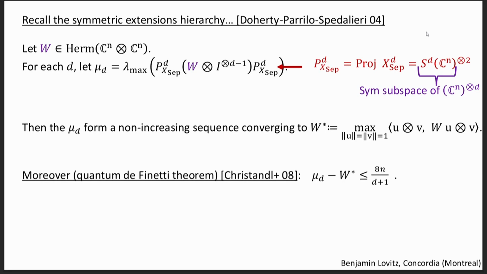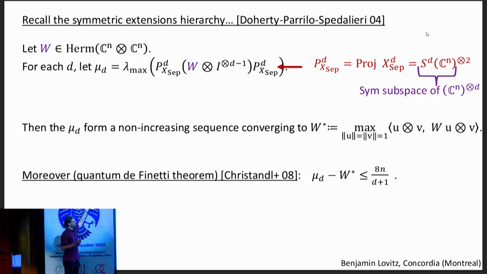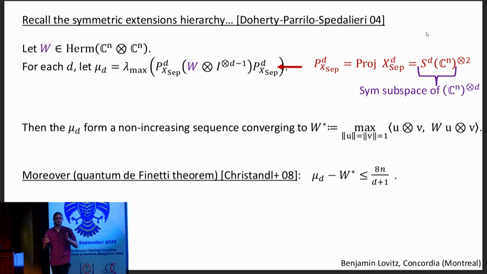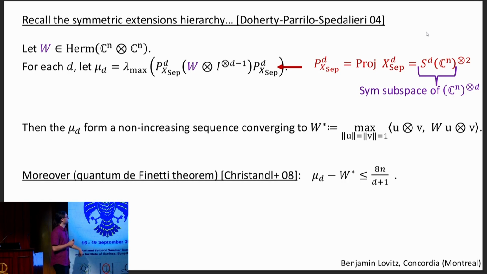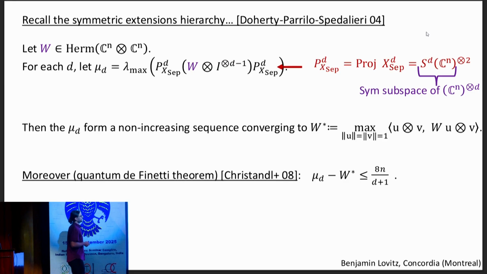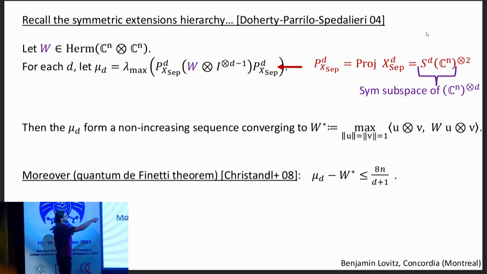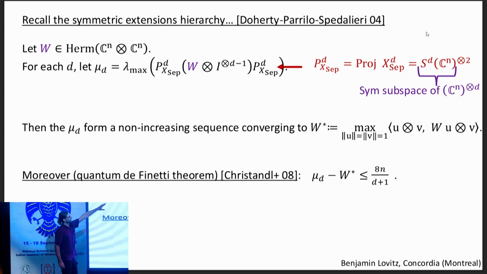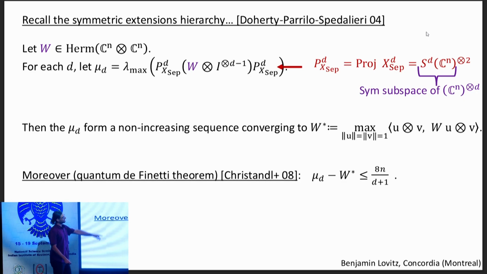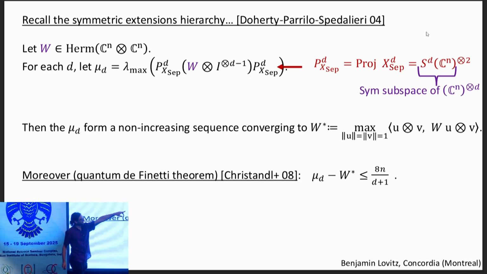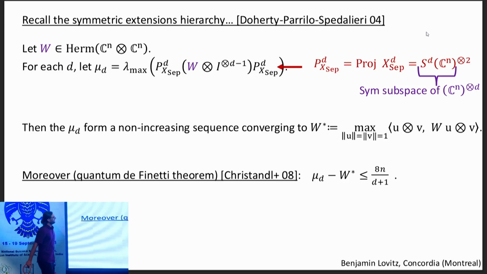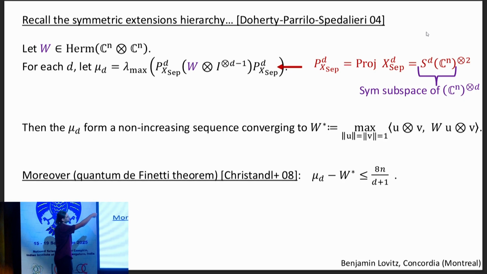So in 2004, Doherty, Parrilo, and Spedalieri came out with a hierarchy. It's an NP-hard problem first, but they came up with a hierarchy of eigencomputations for approximating this maximum inner product. It's a little complicated, but you see that this space except D is showing up, and you're taking the maximum eigenvalue of something.